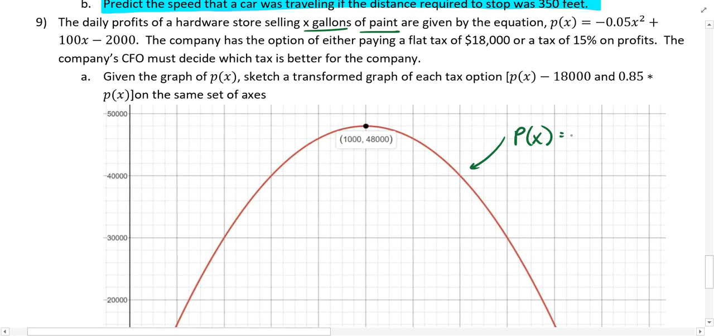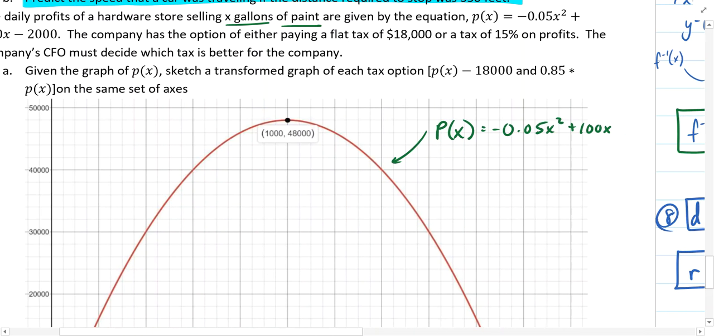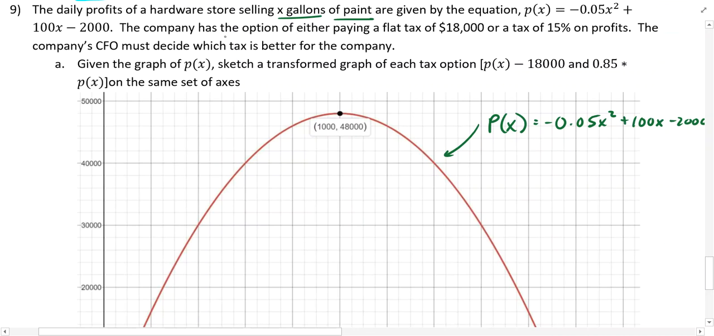So we've got P of X equals negative 0.05x squared plus 100x minus 2,000. This equation is modeled by this particular graph. Now, the company is presented with an option to either pay a flat tax of $18,000 or a tax of 15% on their profits. And the company CFO, their chief financial officer, must decide which tax is, quote, better for the company.